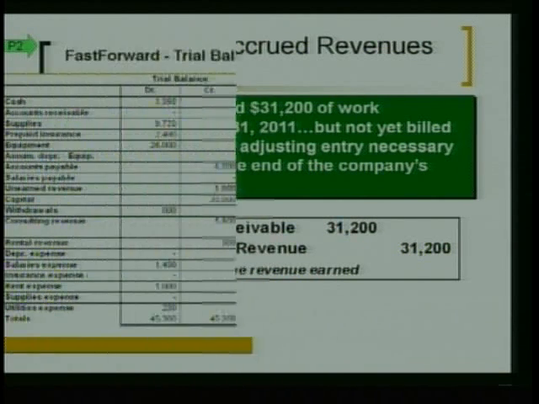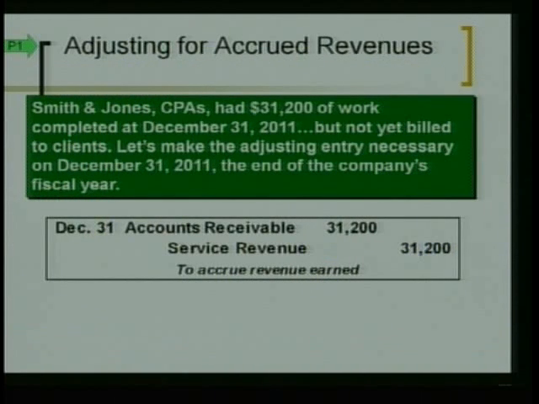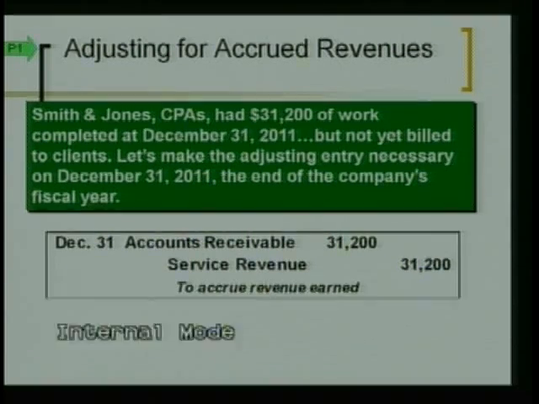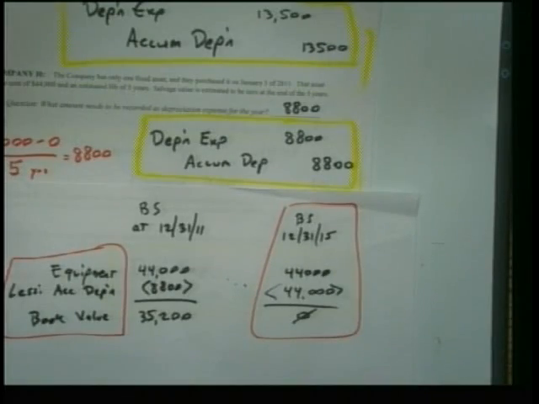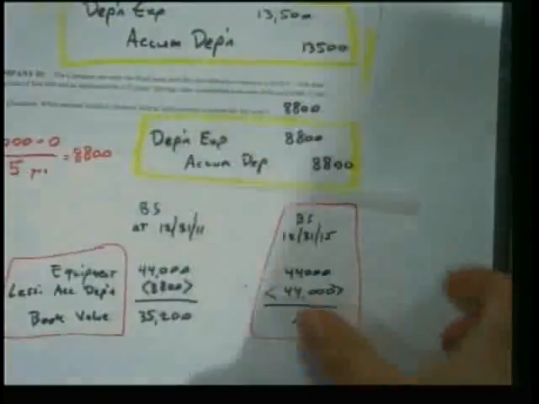Okay, that's the 5 categories. And what I want to do now is take some time, switching over to the Elmo, and I'm going to give you 3 new worksheets. One is for unearned revenue, one is for accrued expense, and one is for accrued revenues.